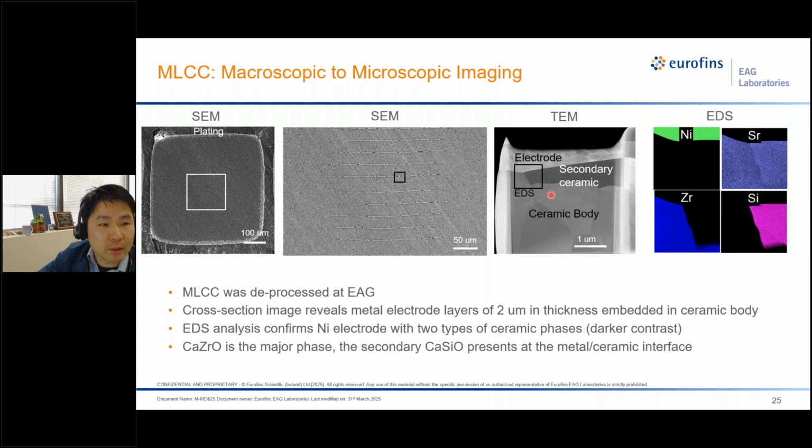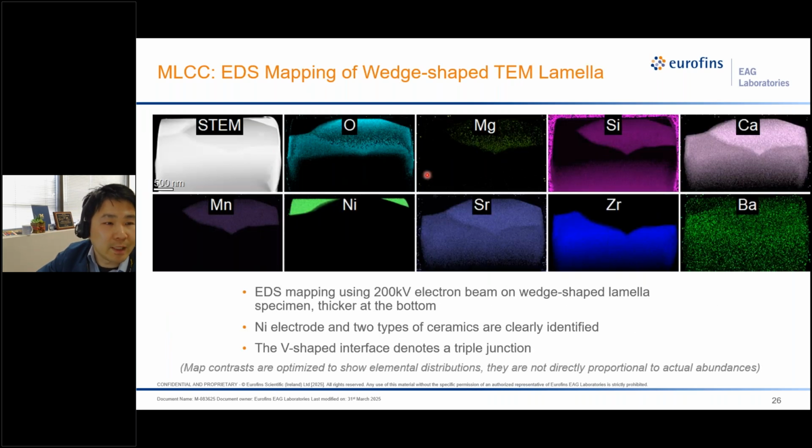So to do that, you can see the number density of the secondary phase is not great. So you can imagine if we randomly pick a location from this sample, we are not likely to include the secondary phase. So we invented a new protocol for sample preparation that involves converting a TEM specimen into atom probe.